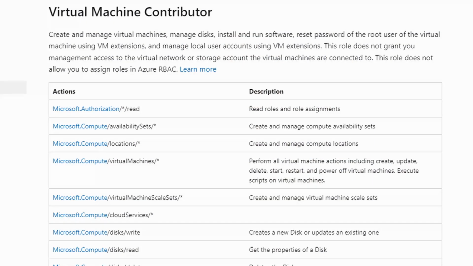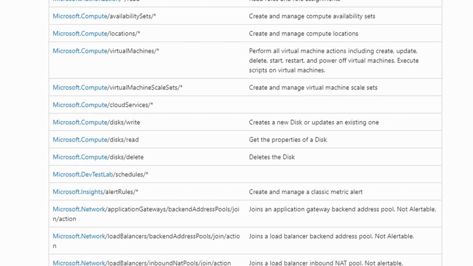So switching the default role you give everyone from owner to contributor is a very simple and huge step forward in terms of not giving people too much access. Because not a whole lot of people should need the ability to assign access to others. That should be limited to a very small number of people. But also consider handing out other more specific roles. For example, you can assign the people only needing access to VMs the VM contributor role instead of the contributor role.